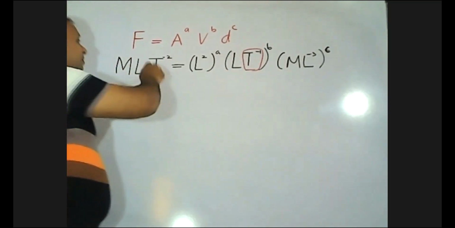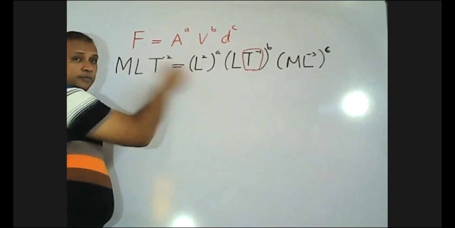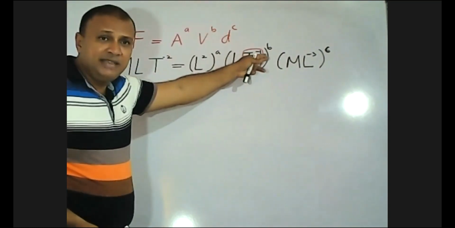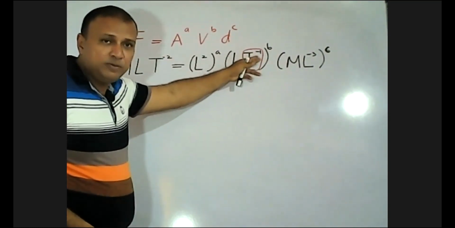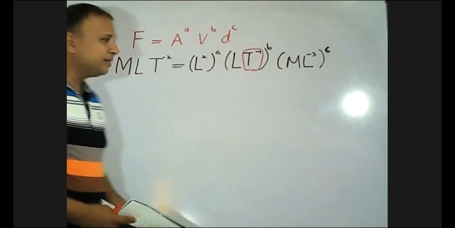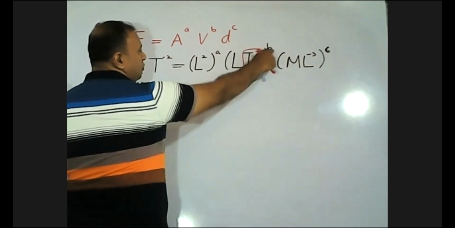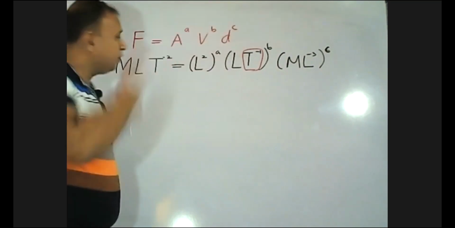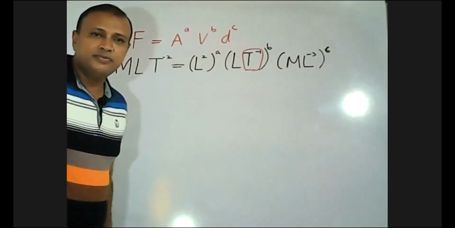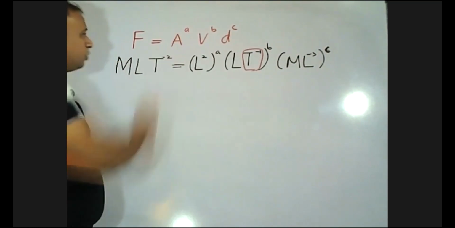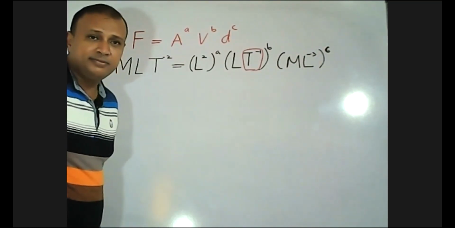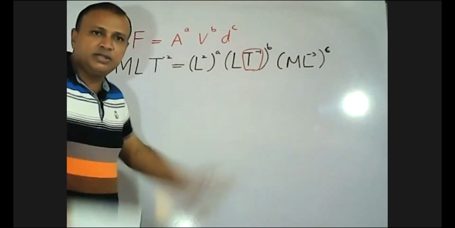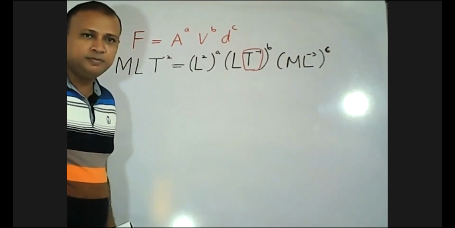And I know the power of T in the left hand side. Therefore, I can assume the value of b, no? Here it is equal to minus b. Now it is equal to minus 2. So minus b equal to minus 2 means b is equal to 2, no? You can calculate that in your mind.